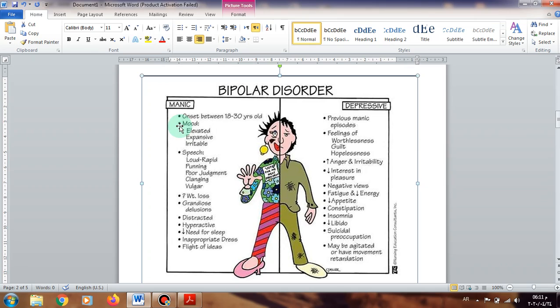Patients with manic episodes are characterized by elevated, expansive, and irritable mood. Also, the speech of such patients tends to be loud, rapid, punning, with poor judgment, clanging, and vulgar. So you always see them talking fast, talking loudly and quickly, and their talk is all excitement and thrill. Also weight loss, grandiosity: they love themselves, glorify themselves, and say, 'If I weren't so-and-so, nothing would happen,' and so on. They are distracted, hyperactive, with decreased need for sleep, inappropriate dress, and flight of ideas.